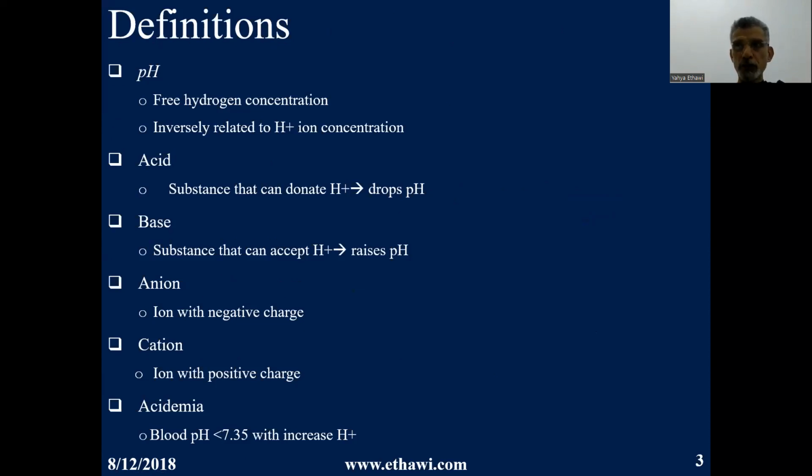So pH means free hydrogen concentration, and the result of the pH is inversely related to the free hydrogen concentration. That's the pH. Acid is a substance that can donate hydrogen, and when you give hydrogen, it makes the pH low, because the pH is the inverse of the hydrogen. That means low pH, high hydrogen, means more acid. A base is a substance that can accept hydrogen ion, and therefore it raises the pH because it decreases the hydrogen, and the pH is the inverse of the hydrogen.